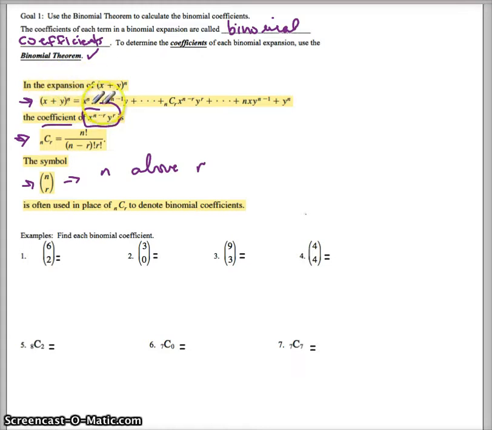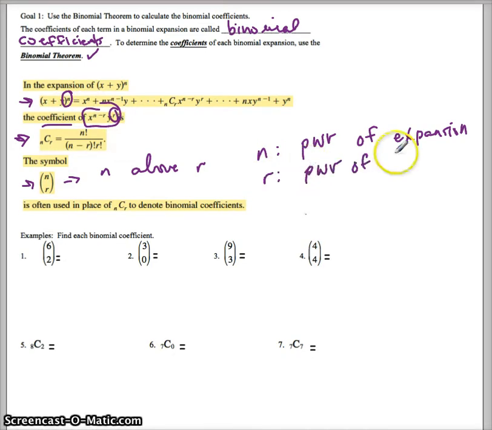So let's look back up in this example. I see n right here. n is the power of expansion. r is the power that y is being raised to. Well, what's y? y is the second term. So r is the power of term number 2.